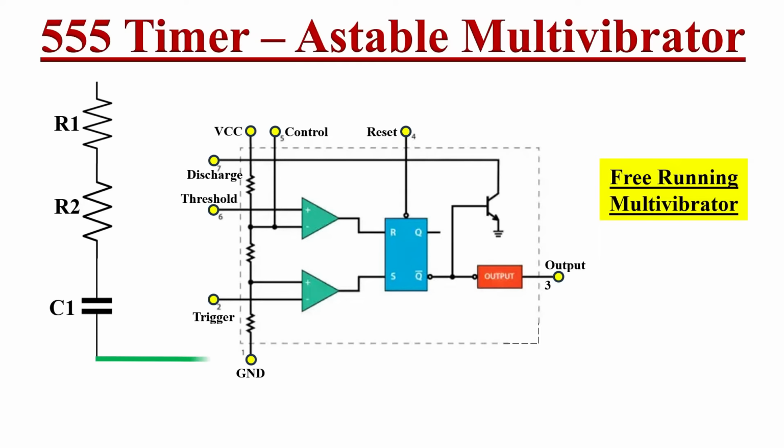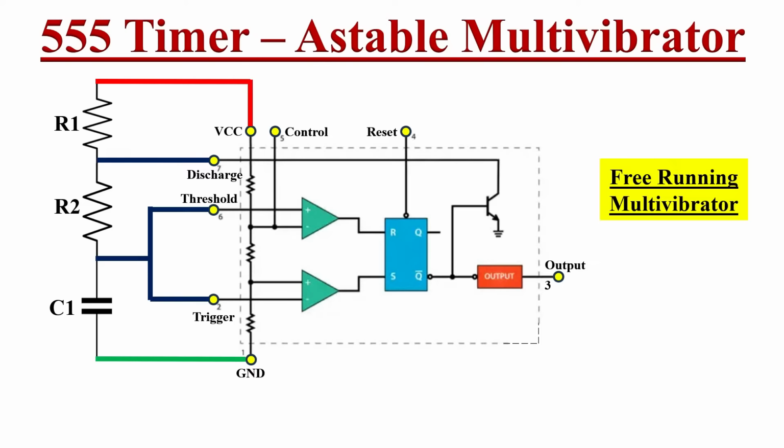Just take two resistors and one capacitor. Connect them in series as shown here. Connect the capacitor end to ground and connect the resistors end to VCC. Next, connect discharge pin 7 to the junction point between R1 and R2. Next, interconnect threshold pin 6 and trigger pin 2. Connect this to the junction point of resistor and capacitor.